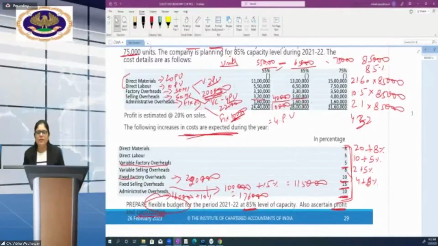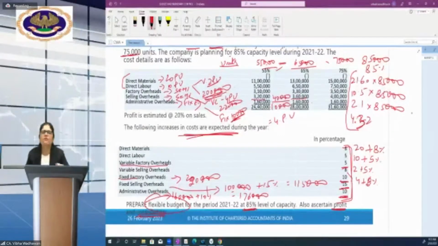Direct material 21.60 per unit, direct labor 10.5 per unit, variable factory overhead 2.1 per unit, variable selling overhead 4.32 per unit. So the variable proportion is over, and it should be denoted in per unit first. Now comes fixed. Fixed factory 2 lakh, 10% is expected to increase. Fixed selling, 1 lakh, 15% expected to increase. Administrative overhead, 1,60,000, and 10% is expected to increase.